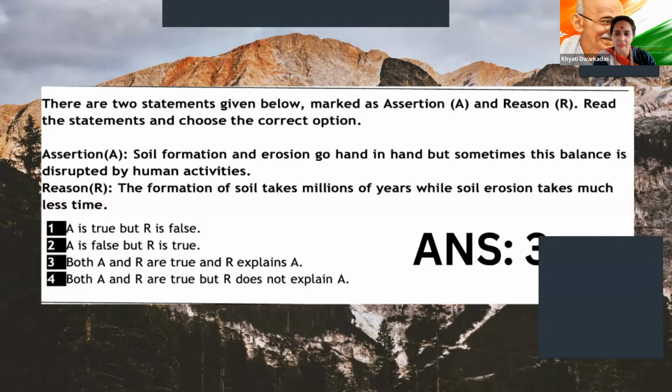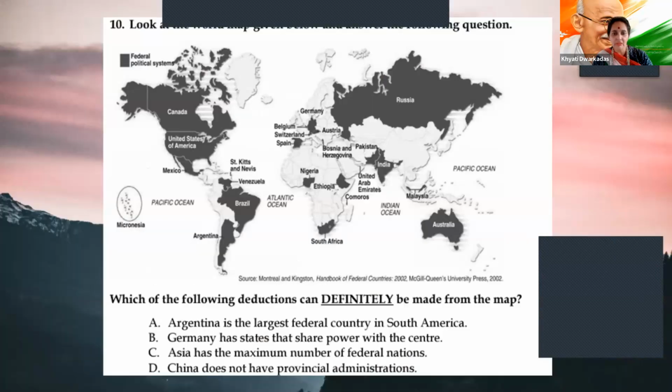Assertion reasoning I have done with you. Look at this, there you can give a map from the political science textbook. Which of the following deductions can definitely be made from the map? Argentina is the largest federal country in South America. You can see the 4 options and you may choose the correct one.